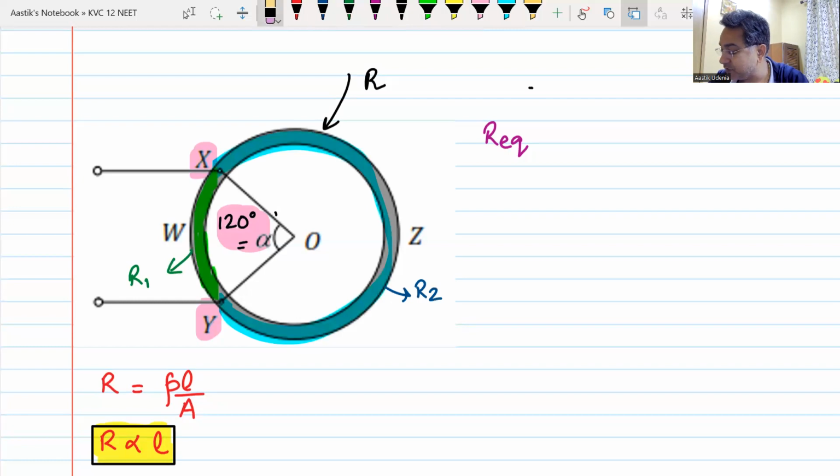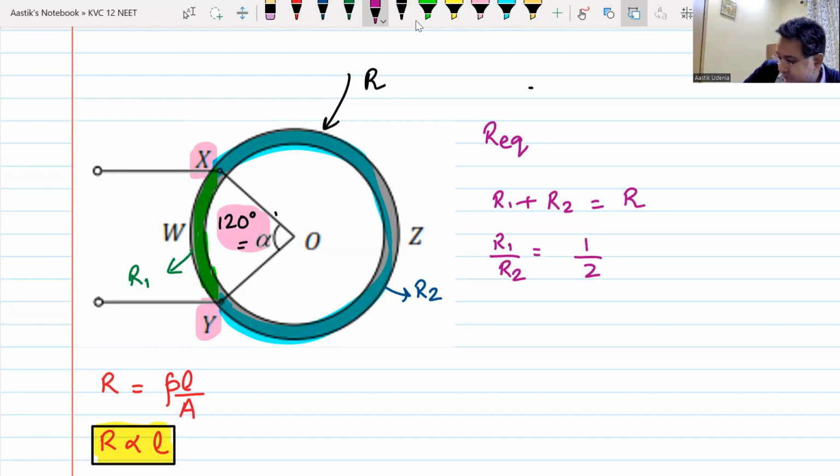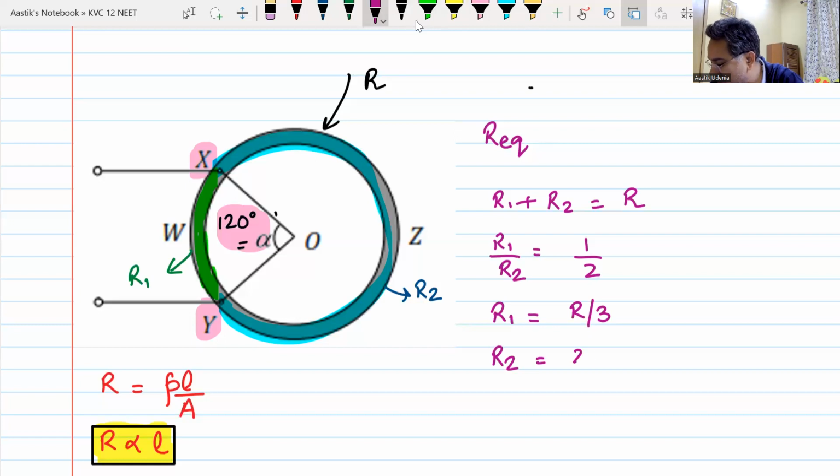do you understand what I mean to say? R1 plus R2 will be equal to total resistance R, yes or no? Yes, sir. And R1 by R2, it is in the proportion of length, so it will be equal to 1 by 2, yes or no? They are divided in the ratio 1 is to 2, so I can find out that R1 will be equal to R by 3 and R2 will be equal to 2R by 3. Do we understand this?